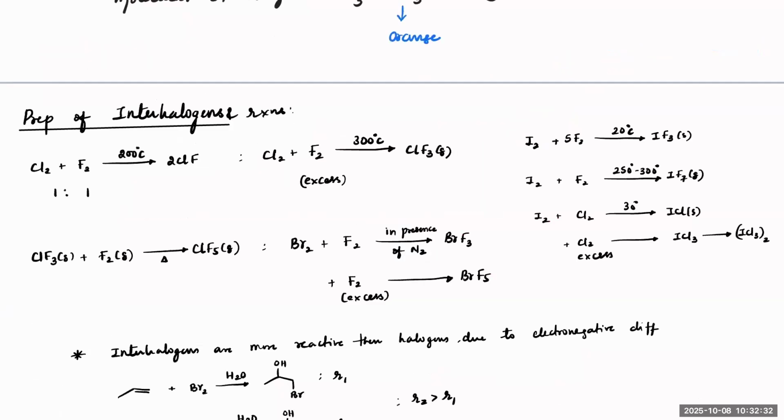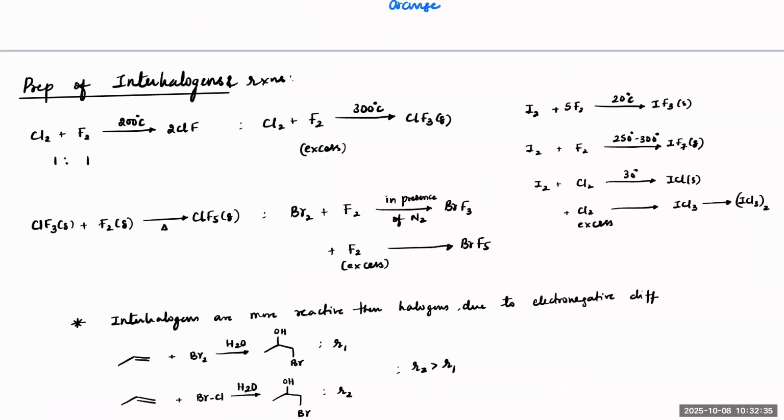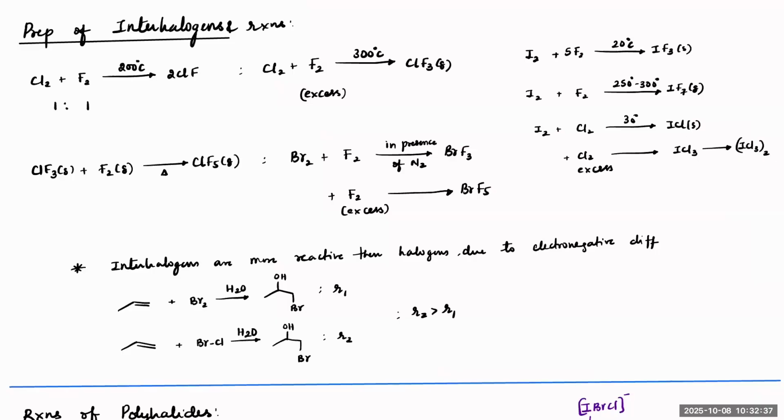Before coming into that, check out the preparation of interhalogens. Chlorine and fluorine in a 1:1 ratio at around 200 degrees Celsius will become 2 moles of ClF. If you have an excess amount of fluorine, usually it will become ClF3. And if ClF3 is further heated with F2, of course, here also it can happen. But as long as there is any chlorine present, the ClF5 formation is less.